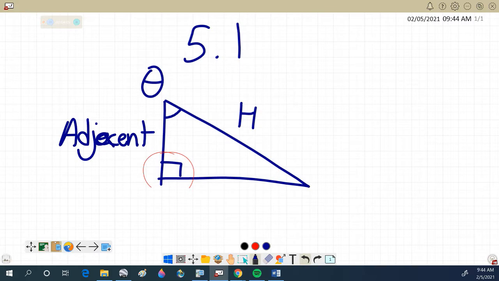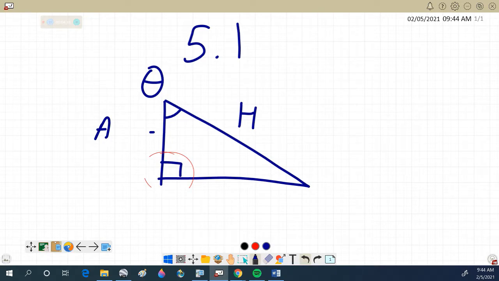Adjacent just means next to. To be lazy, we usually just call this A. And then the leg that does not touch theta is opposite theta. Angle theta opens up and creates this side that we call the opposite. So every right triangle has all of its sides named in reference to which angle we pick, and we call them adjacent, opposite, or hypotenuse.